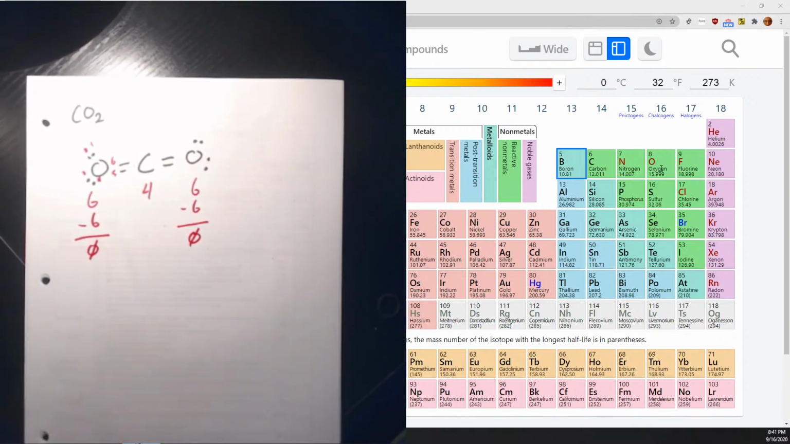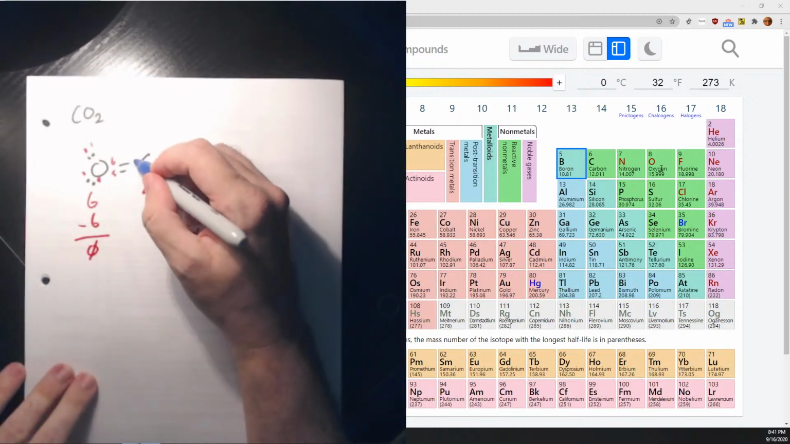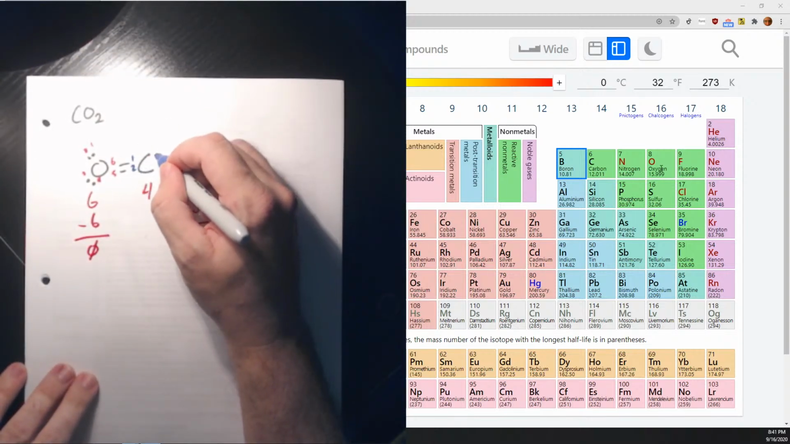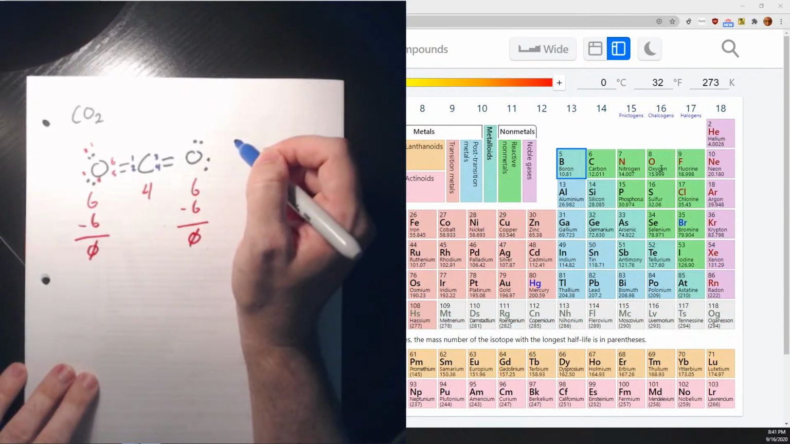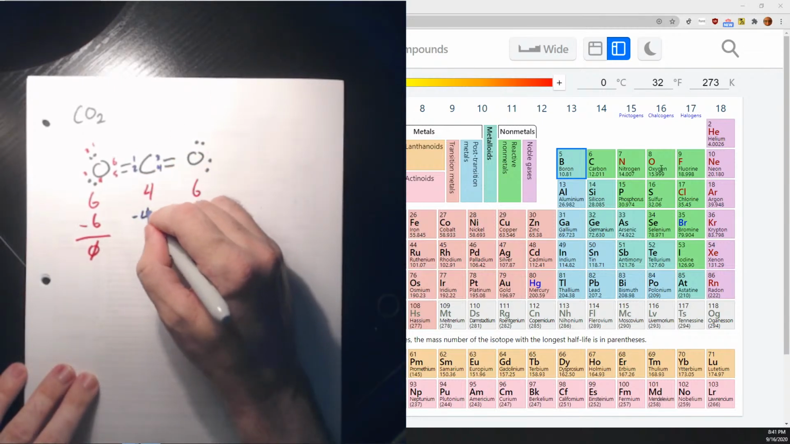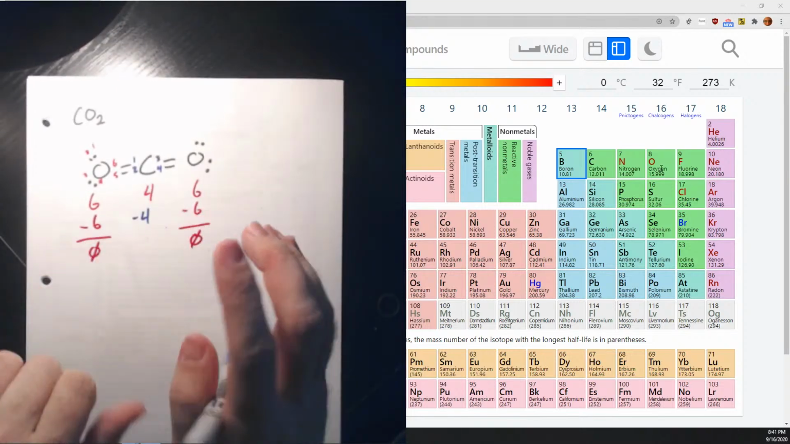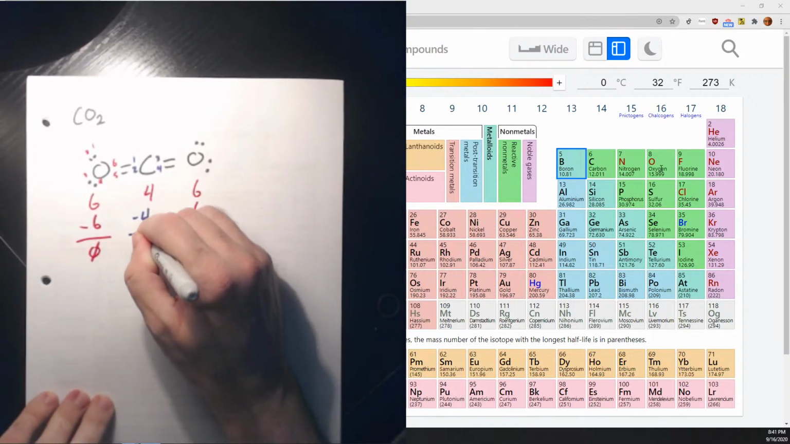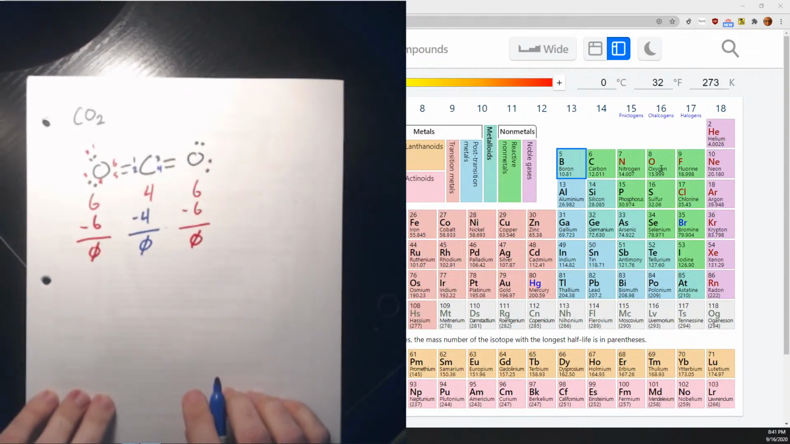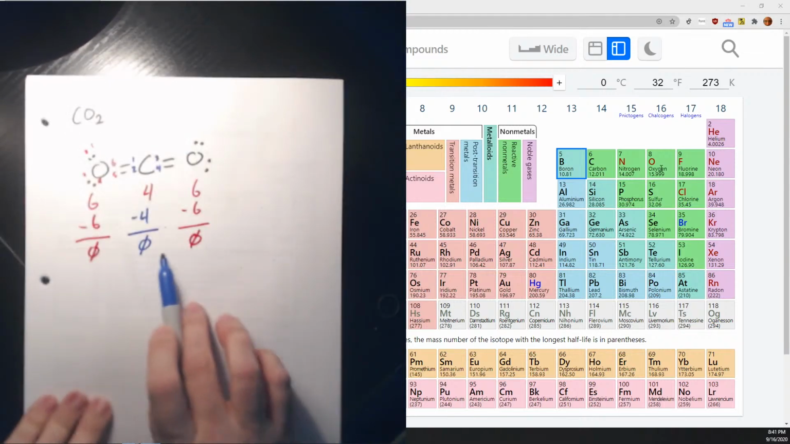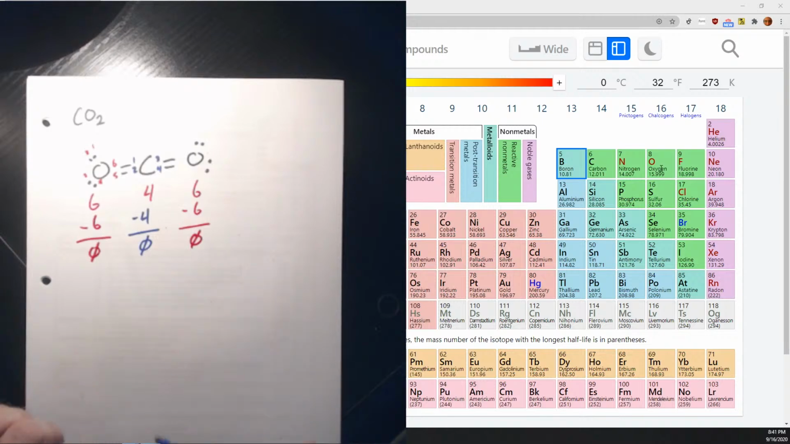Meanwhile, our carbon here in the middle, he looks around himself. 1, 2, 3, 4. 1 for each bond, meaning he owns, here, bunny ears, owns 4 electrons in this molecule. He also has a formal charge of 0. So 0 plus 0 plus 0 equals 0. CO2 has a 0 charge, so this is good.